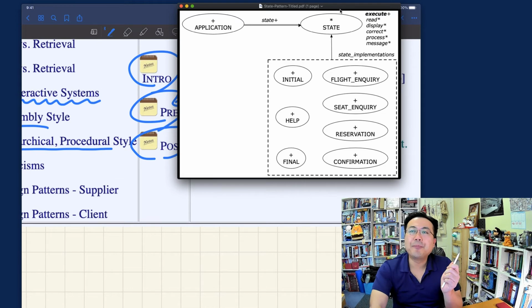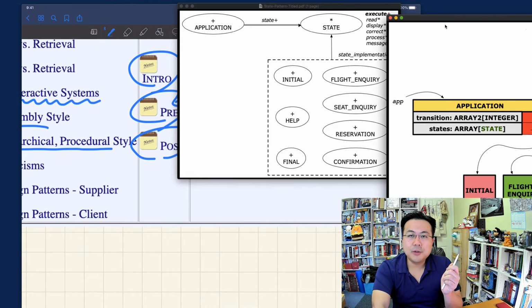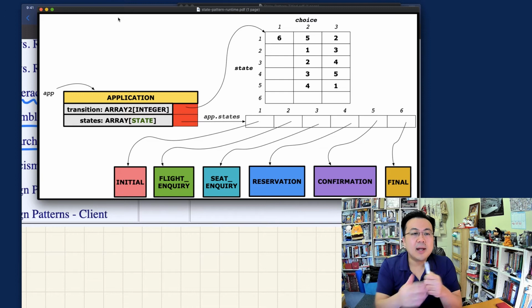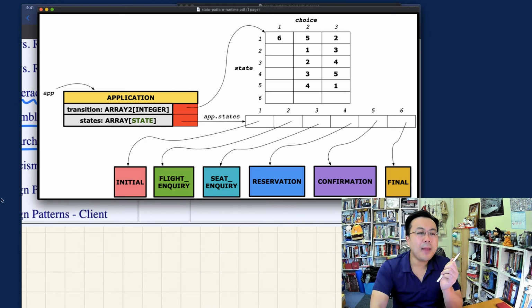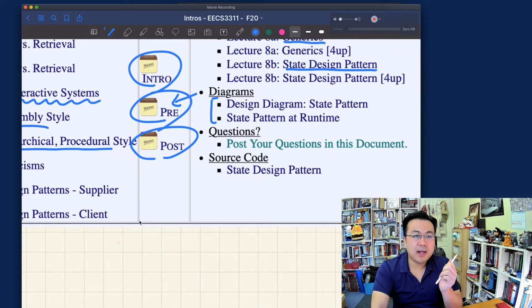The second diagram that you want to look at carefully is how the runtime data structure looks like for the state design pattern from the client side. Basically it's the idea about a polymorphic array, and we talked about polymorphic collection from the previous review for the inheritance lecture. So hopefully that's some reinforcement for you on the concept. These are the two diagrams you want to pay extra attention to.